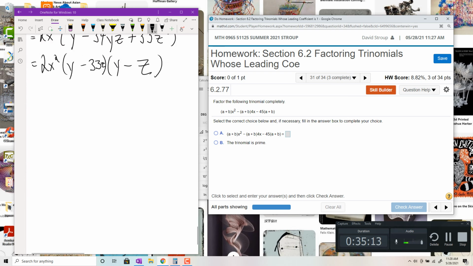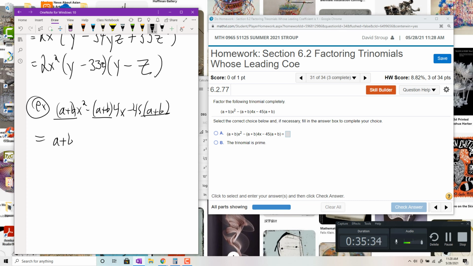Look at this guy. So it looks like I factor out an a plus b out of every term. So I have a plus b times x squared minus 4x minus 45 times a plus b. So first things first, factor out this a plus b from every term. Factor out that binomial. Okay, so you'd be left with x squared minus 4x minus 45. And then see if you can factor that.